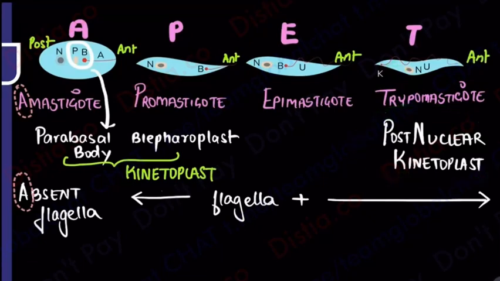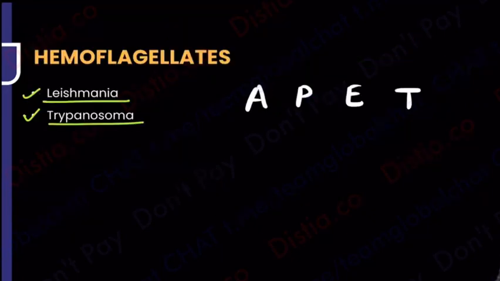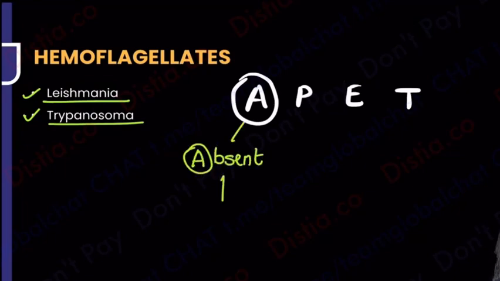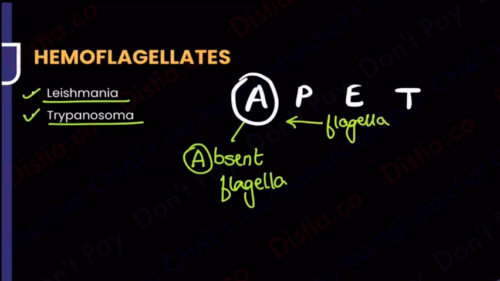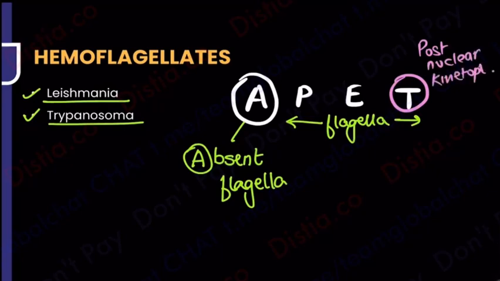So now I can tell you that in this entire table, you just have to learn 3 things. First, everyone's learned the format: APET, amastigote, promastigote, epimastigote, trypomastigote. If I ask you which out of these does not have the flagella, you will say A for absent flagella. A for absent flagella is what we are going to see over here. The next thing that we notice is all of them have a flagella, but where is the flagella coming out from? Flagella comes out from kinetoplast. Kinetoplast is always ahead, kinetoplast is always anterior, but which of them is going to have a post-nuclear kinetoplast? The post-nuclear kinetoplast is going to be the trypomastigote.